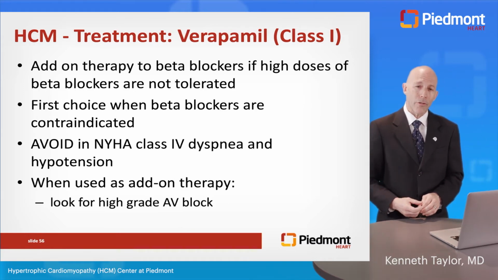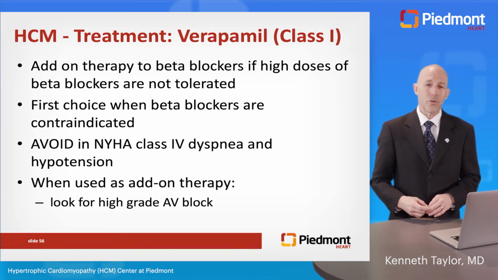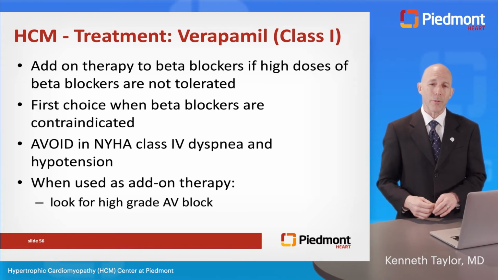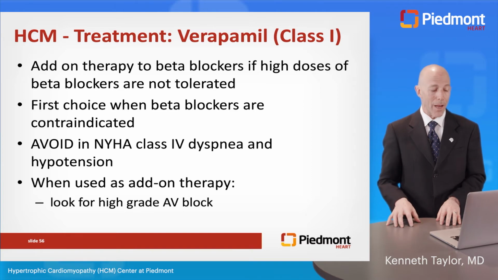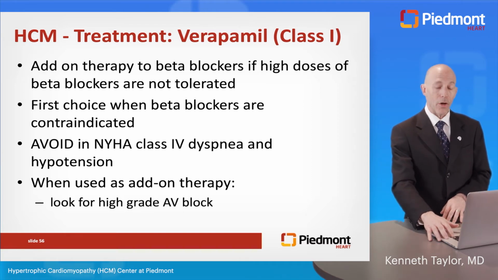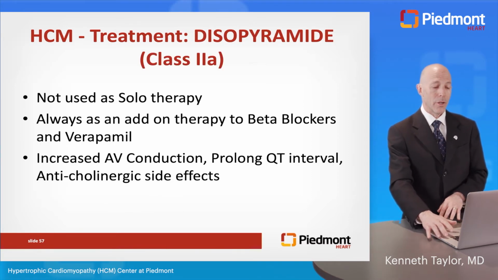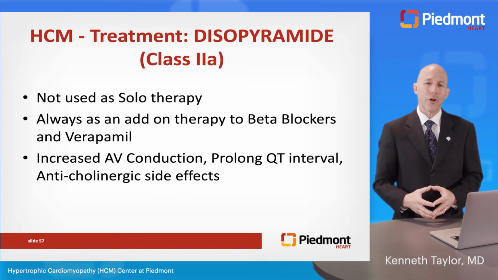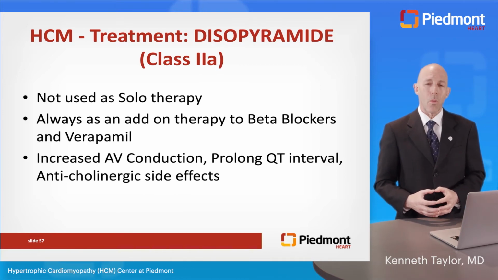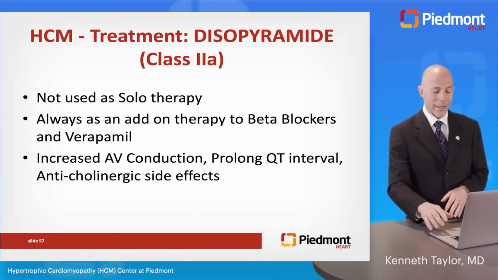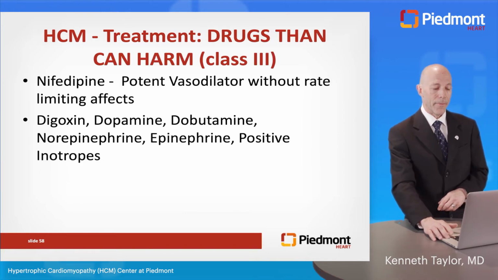Verapamil also has an indication and is used either on its own if beta blockers are a problem or as additive therapy. There are a lot of patients who are on both beta blockers and verapamil. Again, you have to be careful about AV block and hypotension. Disopyramide is a third line drug. You don't want to use it on its own. It does have some issues with QT prolongation and anticholinergic side effects.